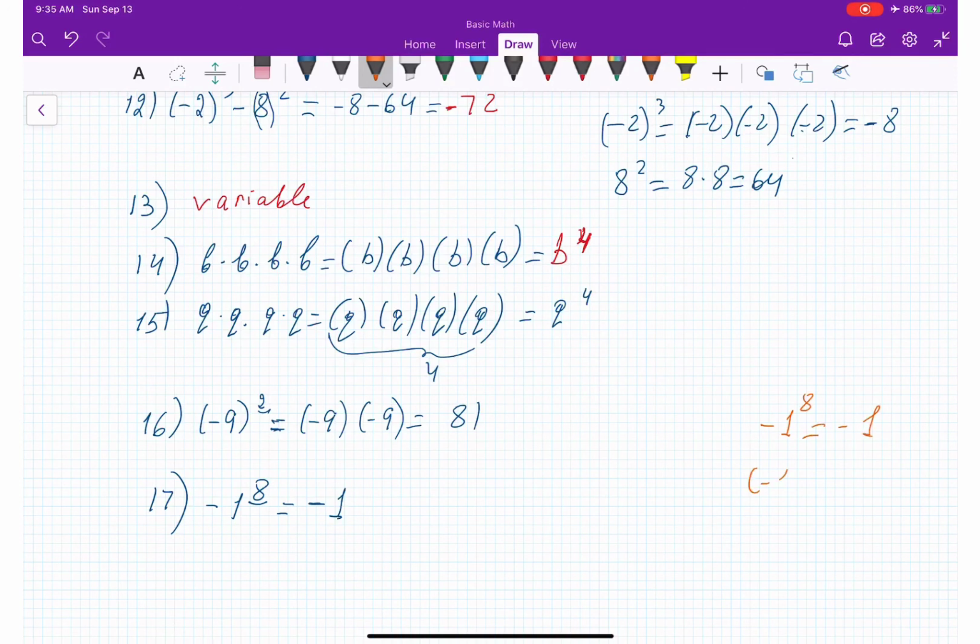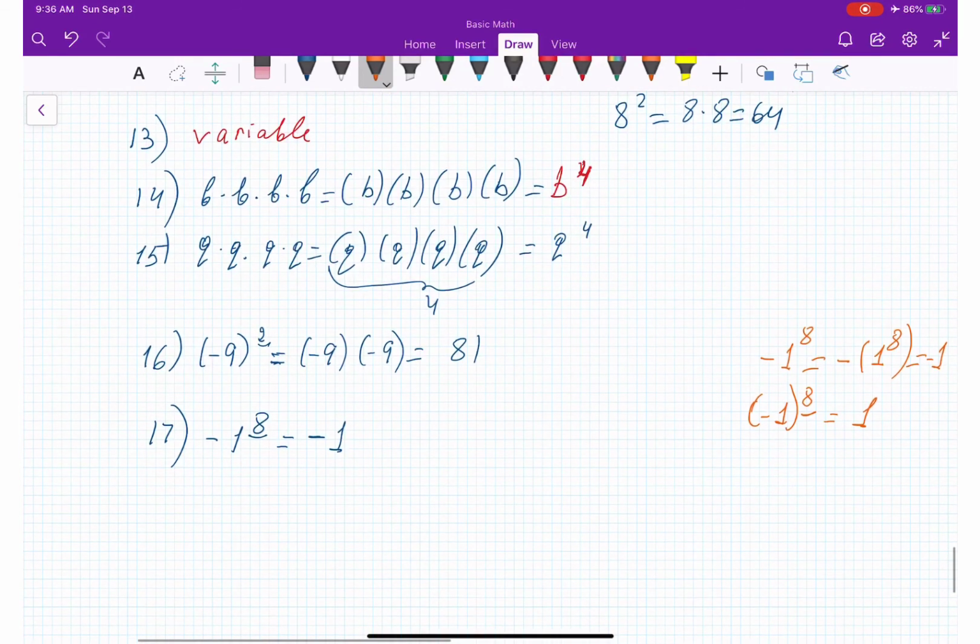But if I put negative 1 in parentheses to power 8, now I can consider, since my base is negative and raised to an even power, I get positive. This is because negative 1 to power 8, meaning negative of 1 to power 8. That's why we get negative 1. Okay?